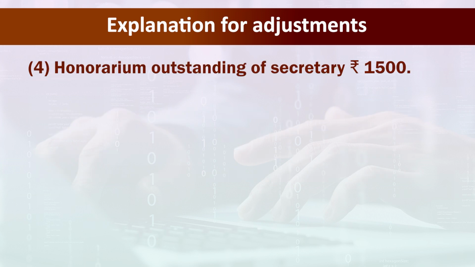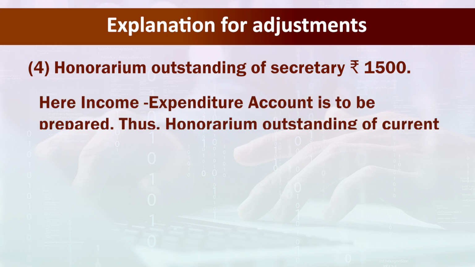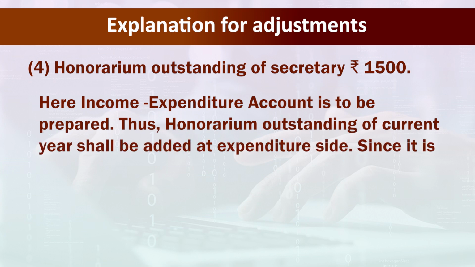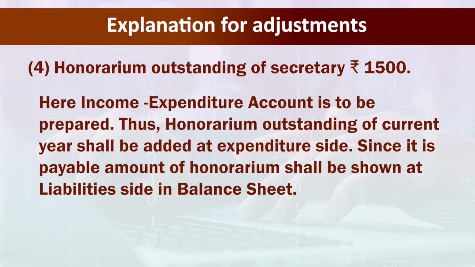4. Honorarium outstanding of secretary is rupees 1,500. Here, the income expenditure account is to be prepared. Thus, honorarium outstanding of the current year shall be added at the expenditure side. Since it is a payable amount of honorarium, it shall be shown at the liability side of the balance sheet.